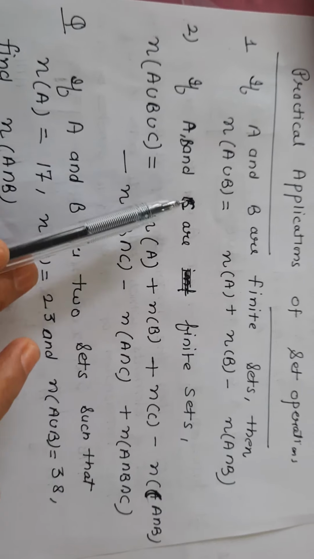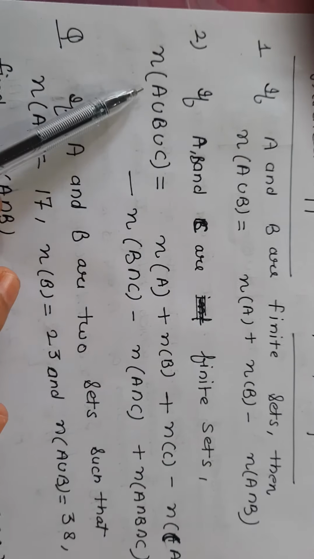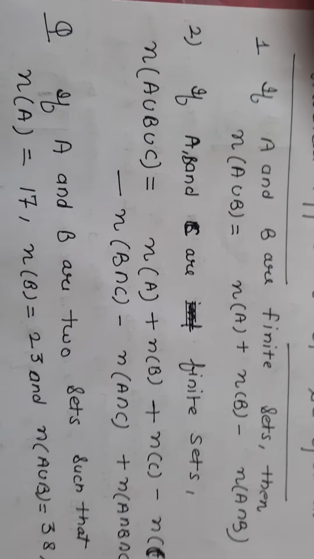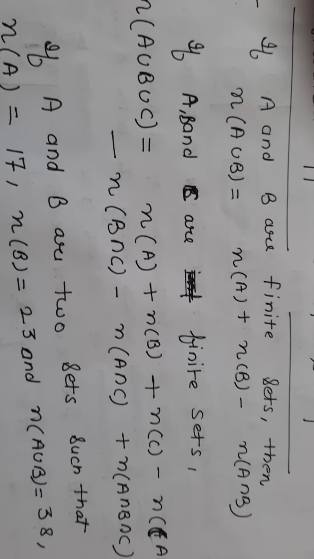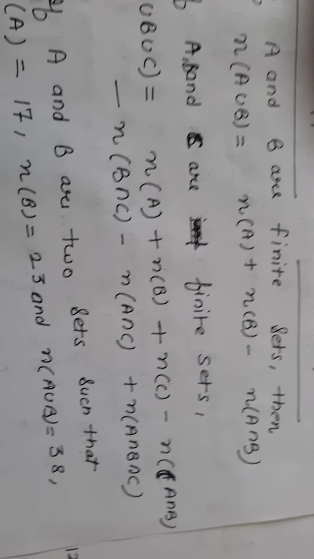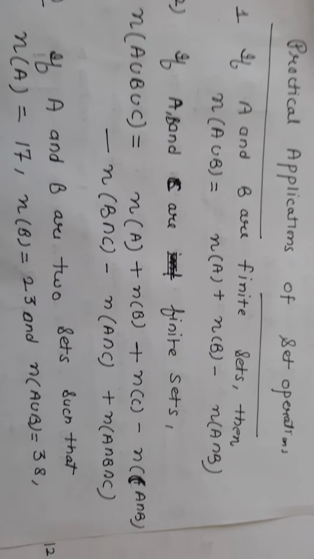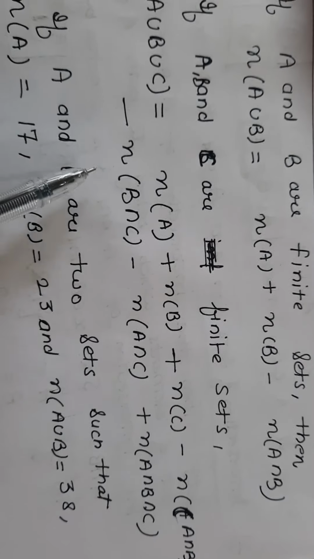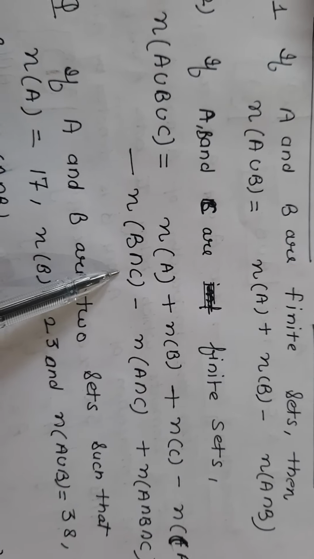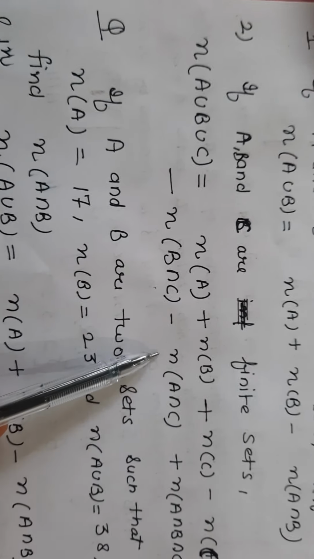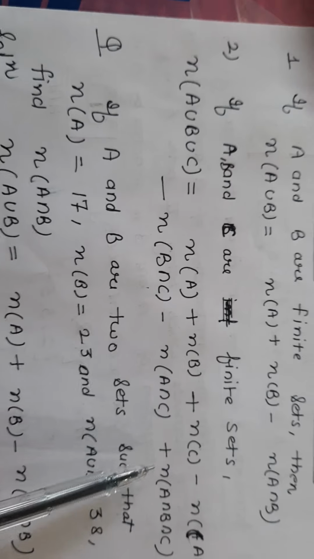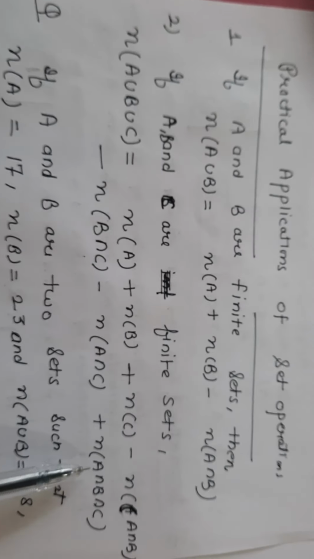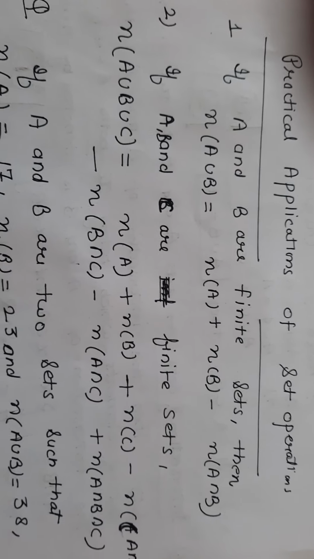Next, if A, B, C are three finite sets, then the number of elements in A union B union C is equal to the number of elements in A plus the number in B plus the number in C, minus the number in A intersection B, minus the number in B intersection C, minus the number in A intersection C, plus the number of elements in A intersection B intersection C.